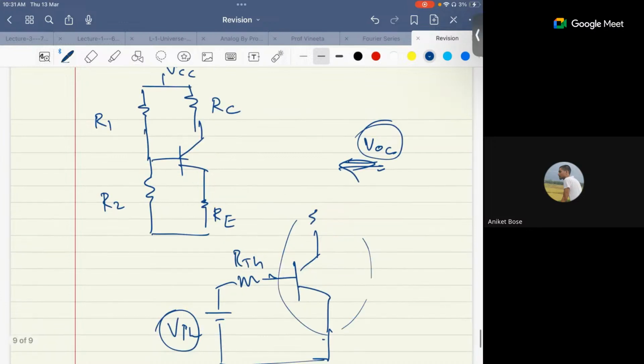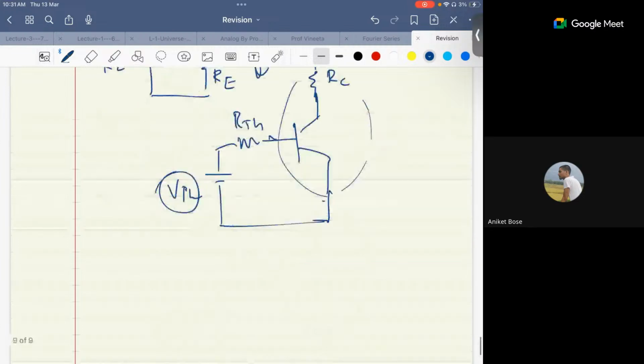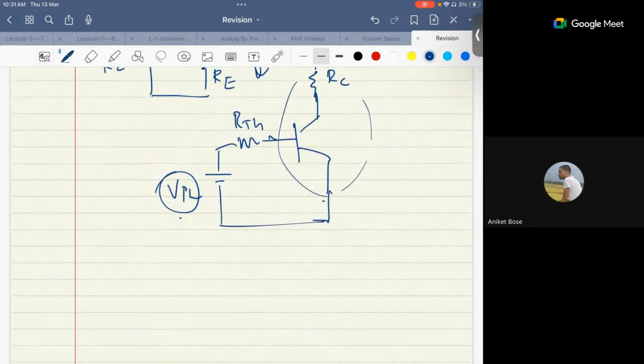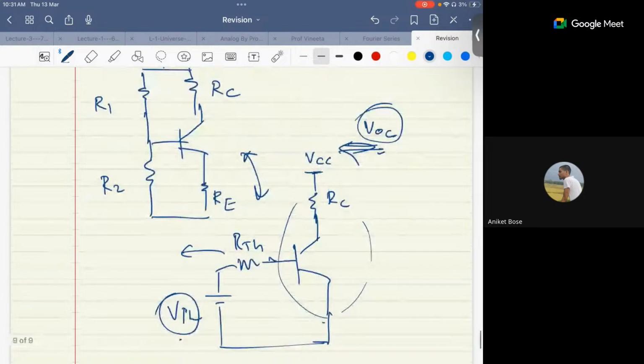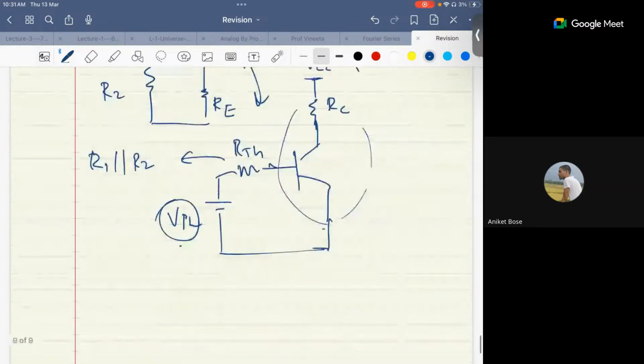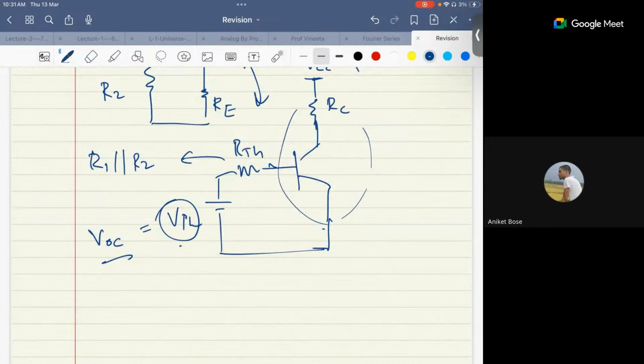The circuit will have this resistance RC, and this voltage VC. These both are the same, and V Thevenin and R Thevenin you have to calculate. R Thevenin is simple: R1 parallel to R2, and VTH is VOC, the open circuit voltage.